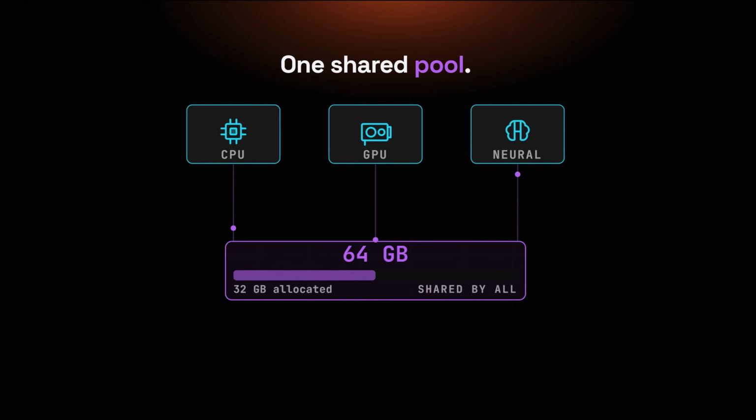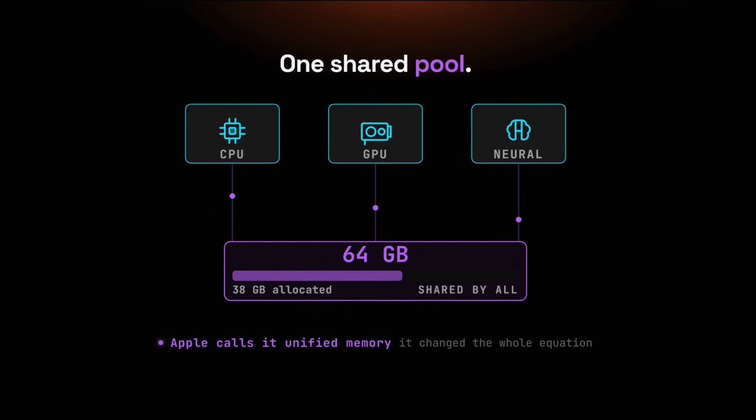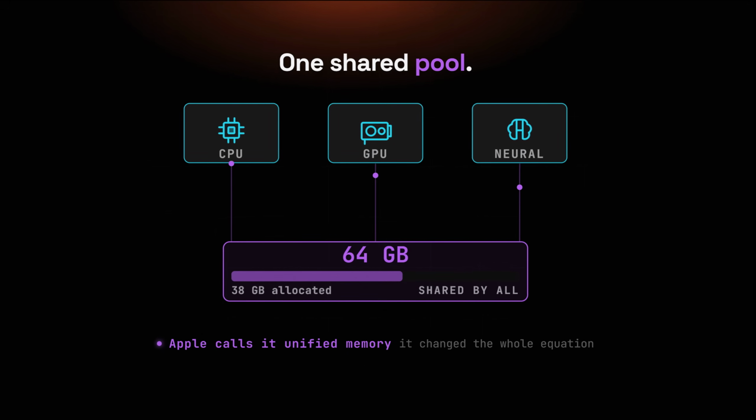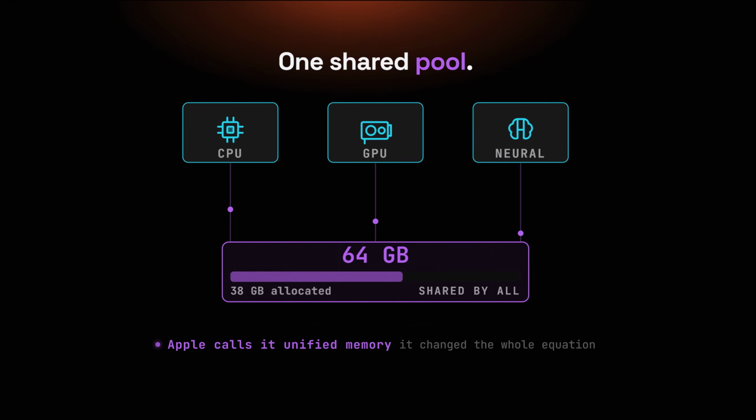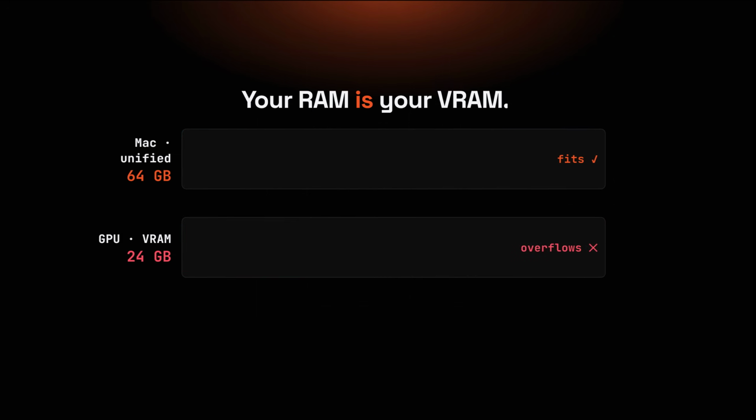Apple Silicon does not work that way. On an M-series chip, the processor, the graphics, and the neural engine do not each get their own memory. They share one big pool. Apple calls it unified memory. And for running models locally, it changed the whole equation, even if that was not the goal when they designed it. Here is what that means in practice.